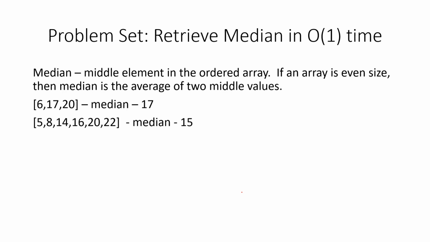Next problem is, I think, very interesting. It's a very tricky problem where you need to retrieve the median of the array in constant time complexity. So what is the median? Median is the middle element in the ordered array. If the array is of even size, the median is the average of the two middle values.